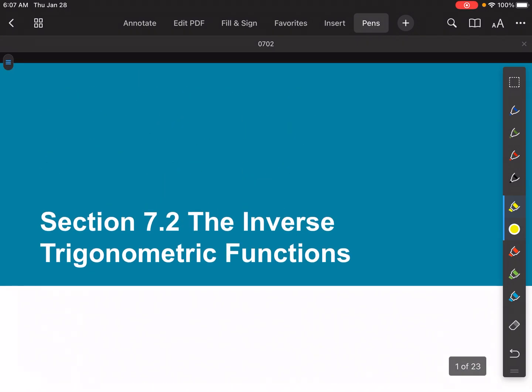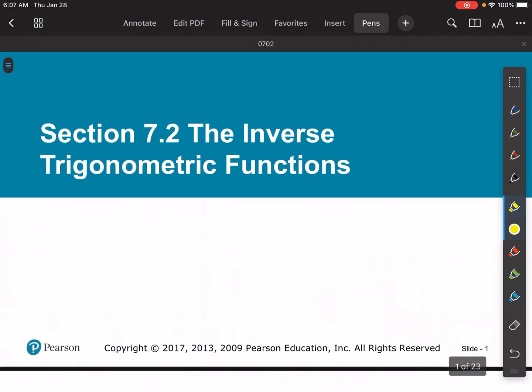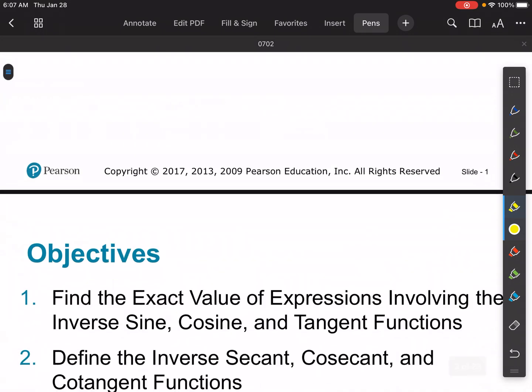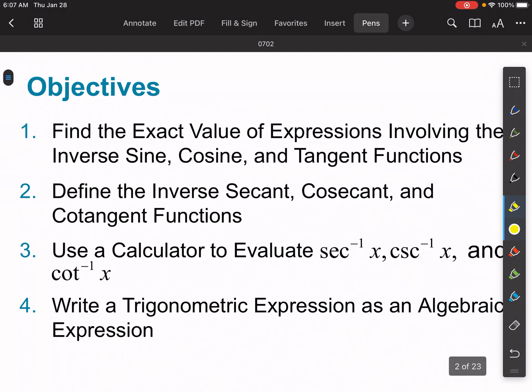Alright guys, welcome to chapter 7.2, inverse trig functions. We're just going to continue on from last time. Doing a little bit different than what we did last time, but not too much. So we have a few objectives to get to today.